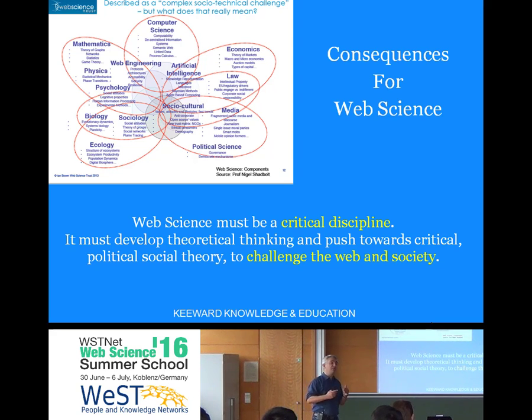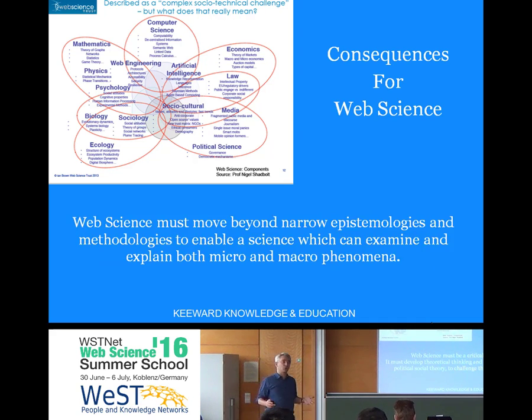The extra mile involves also being critical in what you see. You just can't bring some results and big graphs and nice numbers and say, okay, this is it. You have to go the extra mile. You have to go critical. And to go critical, you need political and social theory. You need to challenge the web and the society that is impacted by the web. And this is why it's called a manifesto. It's really something that gives you the power to go over the narrow epistemologies, as they say.